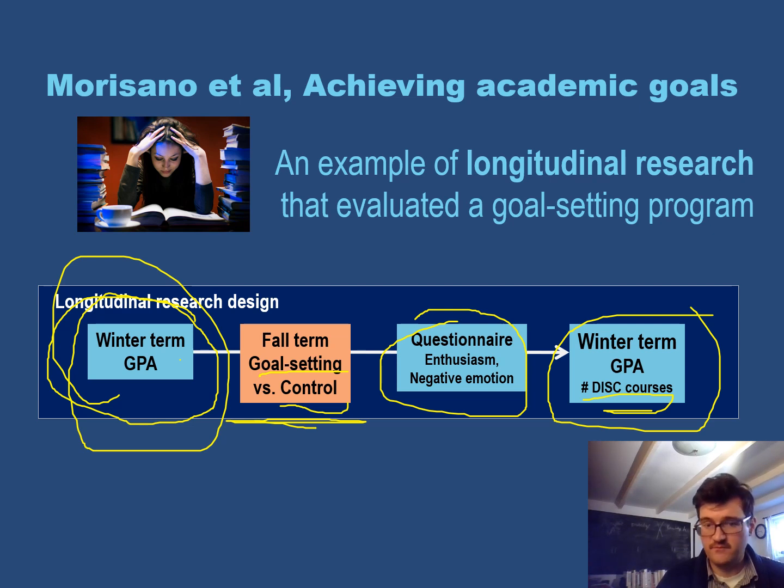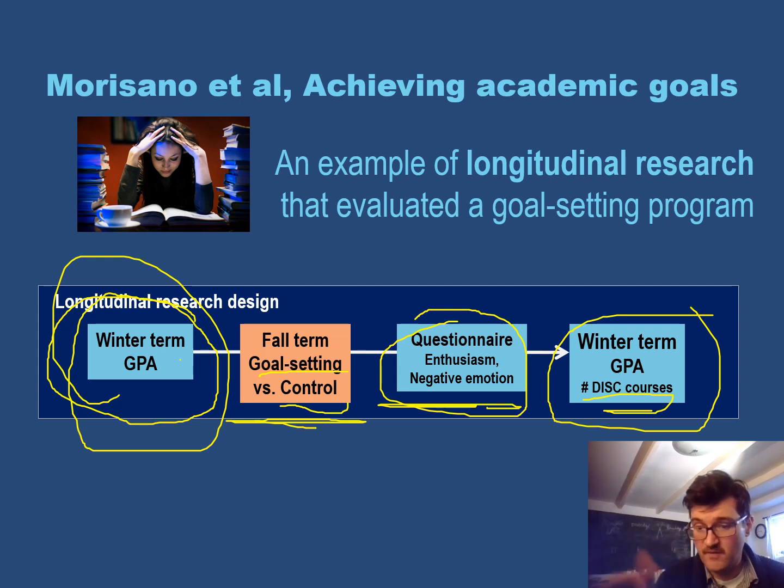So again, we have pretty close to our ideal design here. We've got our pre-measure, treatment versus control, post-measure. Now, one thing: there's no follow-up here. It might look like it, but again, we didn't pre-measure enthusiasm or negative emotions here. That's not back here. All we have is winter term GPA. We've got the following winter's GPA and discontinued courses. So again, that's not a post-measure. So we've got no follow-up here.